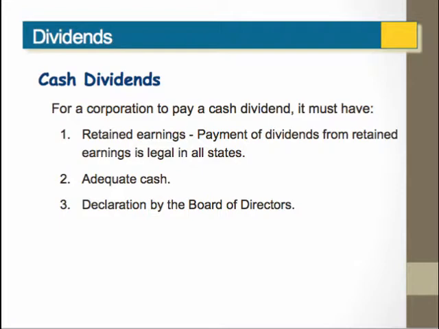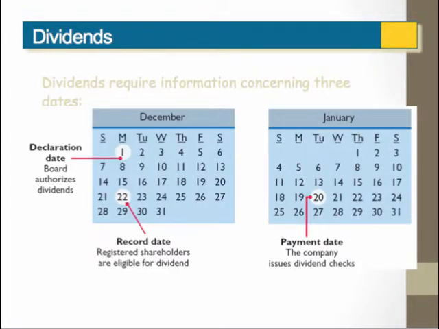Cash dividends is typically the most common way of receiving a dividend. We reduce retained earnings and we pay it out in cash to the stockholders. This decision to provide a cash dividend is done by the board of directors. They determine the date of declaration, the date of record, and the date of payment. These are very important because the date of declaration and the date of payment require us to perform journal entries to record the dividend. The date of record has no journal entry requirement.